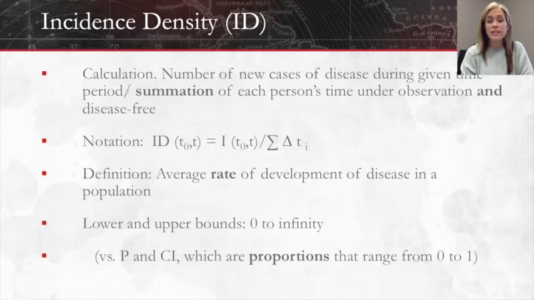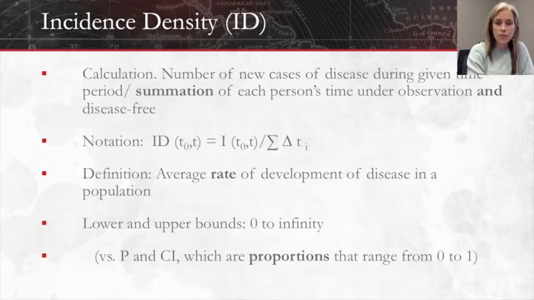So the way that we calculate incidence density, it's very similar to cumulative incidence, except it's not a proportion, it's a rate. But the numerator is the exact same. So it's the number of new cases of disease during a given time period. Okay, so the numerator in cumulative incidence and in incidence density is the exact same. The only difference is the way the denominator is defined. So the denominator in incidence density is the summation of each person's time under observation and who were also disease-free, which means once they develop the disease under study in the population, they no longer contribute disease-free time units.